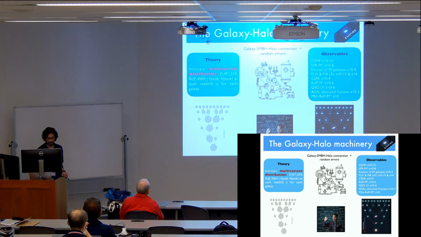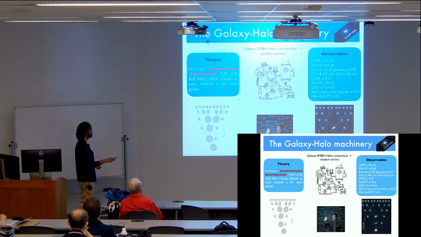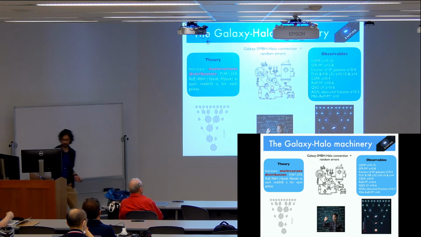In the case of quasars, we have the radiative efficiency as a free parameter that we also fit to the data. So basically, this is the main point: we have developed a model in which we have a multivariate distribution for the galaxy properties that depends on two properties of the dark matter halos, V_peak and M_peak, for every redshift. We will use the observables to constrain the best fit parameters of this model as a function of redshift.